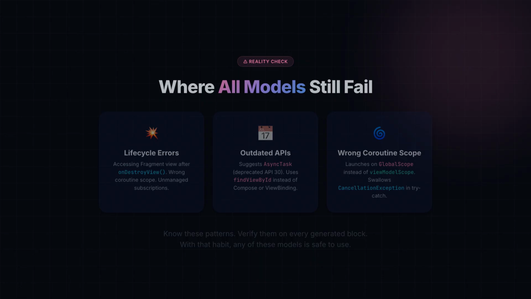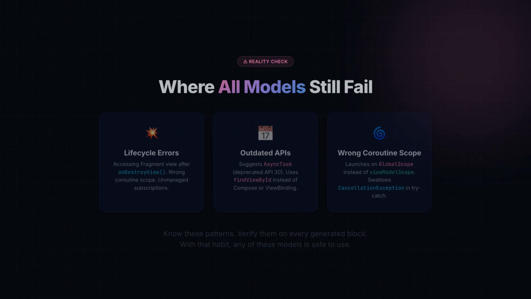Here's the uncomfortable truth. All four models still make the same three categories of mistakes on Android code. The first is lifecycle errors. Models frequently generate code that accesses a fragment's view after it's been destroyed. A classic crash that's hard to reproduce in unit tests. They place coroutine launches in the wrong scopes and fail to cancel subscriptions properly when the lifecycle ends.